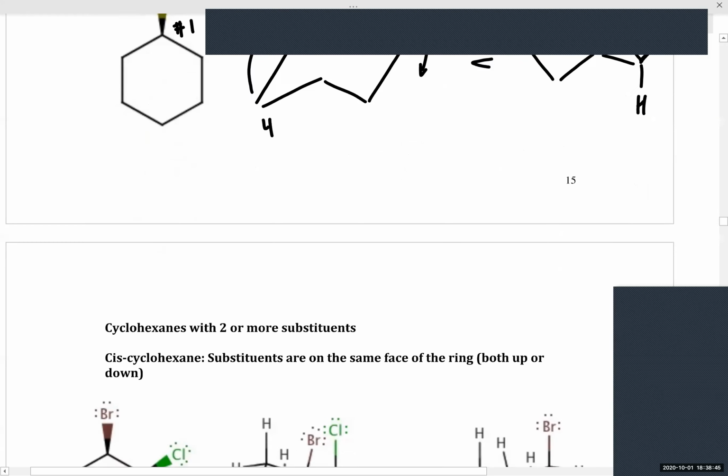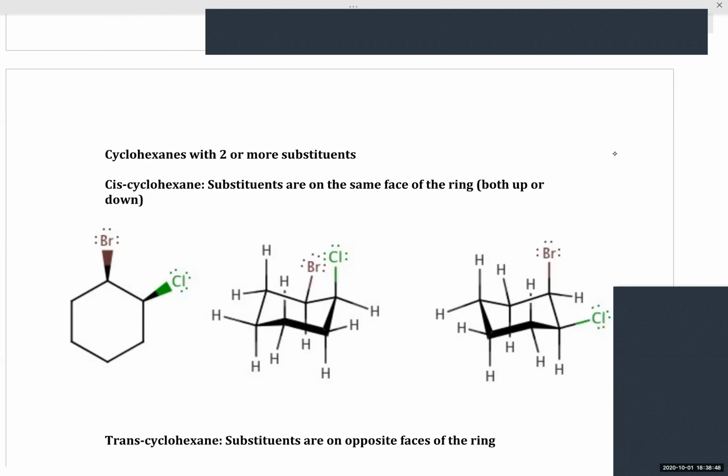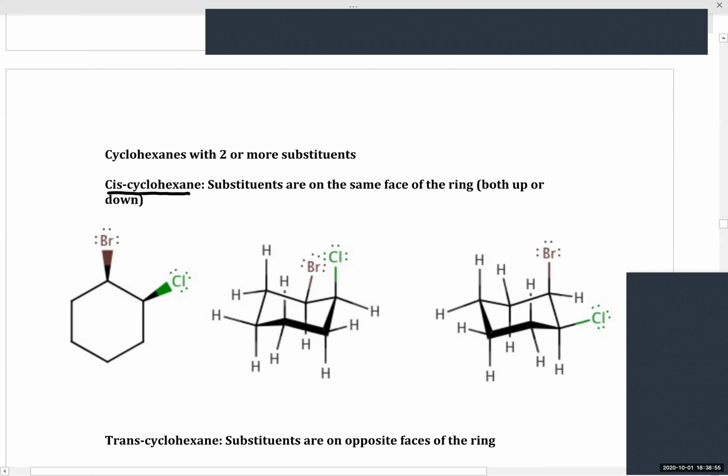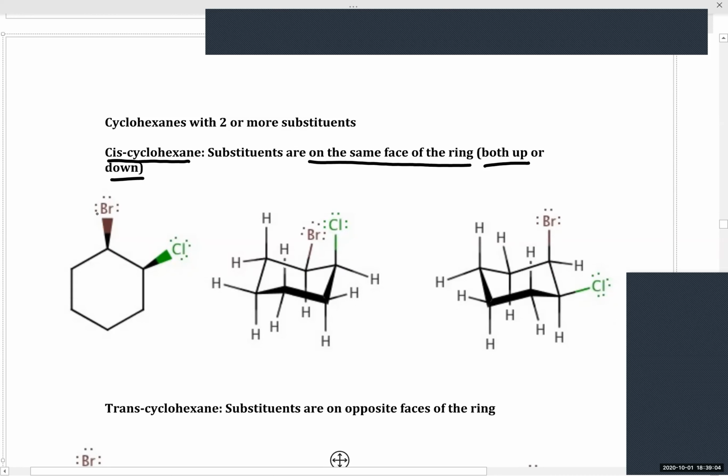So let's keep going now, and let's look at cyclohexanes with 2 or more substituents. A cis cyclohexane ring system has our substituents on the same face of the ring, either both up or both down. So for example, we have a bromine with a wedge pointing up and a chlorine with a wedge also pointing up. Now, just because both of our substituents are pointing up does not mean that both of our substituents are necessarily axial or equatorial. So let's make a model of this structure.